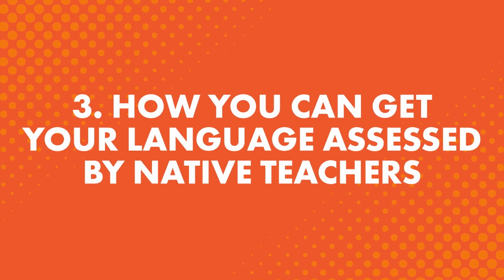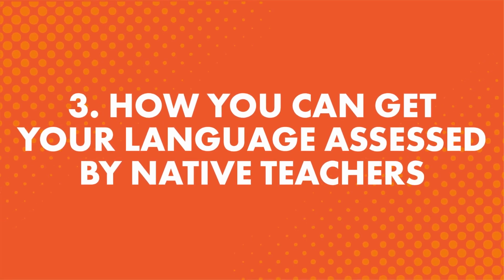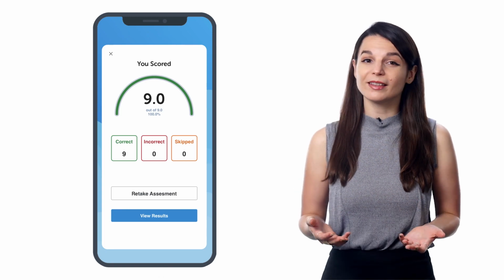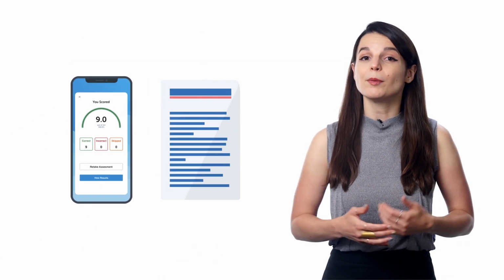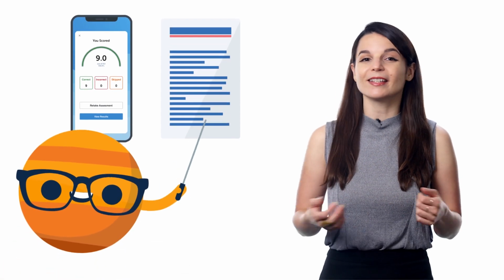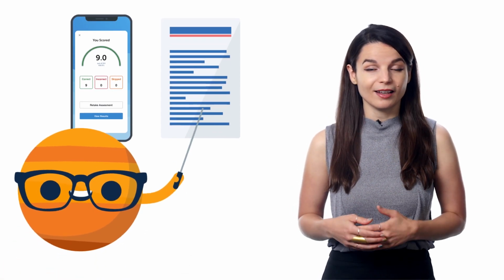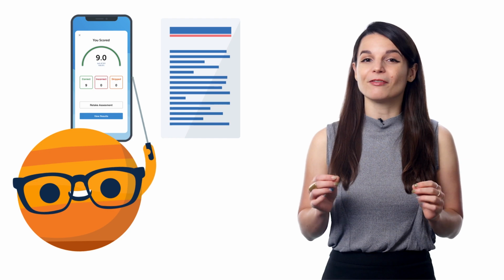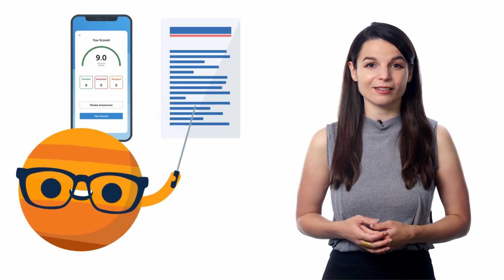3. How you can get your language assessed by native teachers. You also get hand-graded assessment exercises on speaking and writing, which are graded by our team of native teachers. With these assessments, you can submit a recording of yourself speaking or submit a piece of writing, and our teachers will assess your skills and give you feedback. Getting feedback from a native is one of the fastest ways to improve your language skills. Remember, you'll find our assessment exercises peppered throughout our recommended learning pathway.